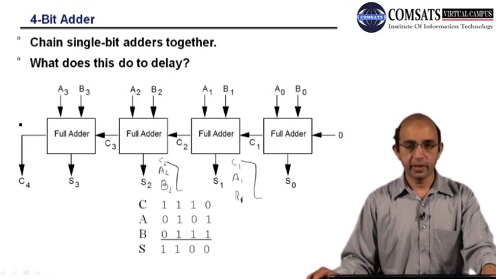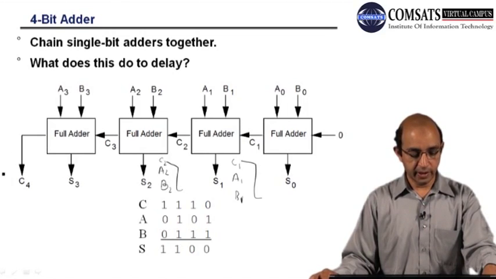If I need an adder that can add 5 bits, I have to add one more adder. So I will have A4, B4, and then I will represent S4, and similarly the carry out as C5.